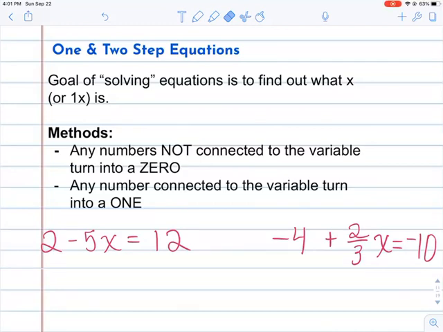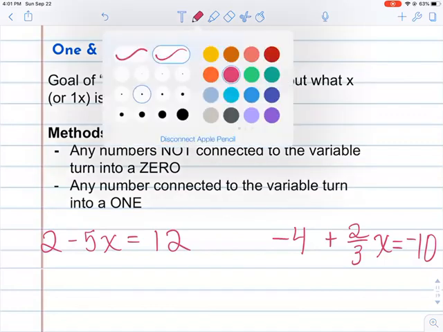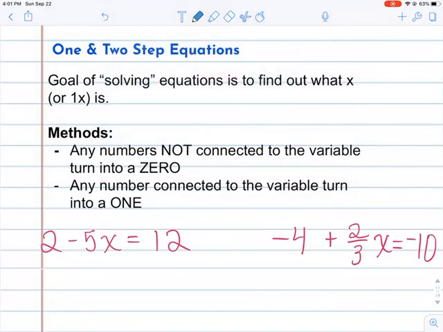Hello, this will be a video that's going over 1 and 2 step equations, solving them. So when you're solving an equation, you want to kind of think of it two ways. Any number that's on the same side as the variable, you're either going to make it a 0 or 1. So keeping that in mind, we're trying to figure out exactly what x is.